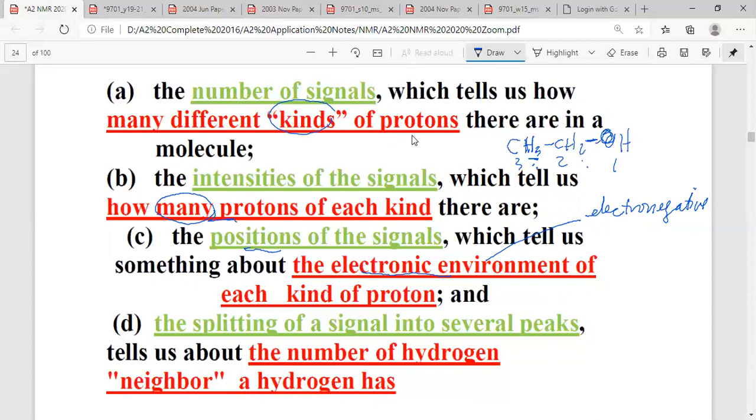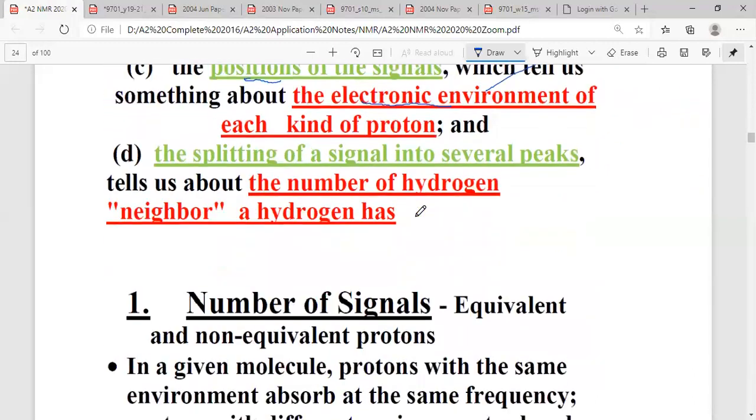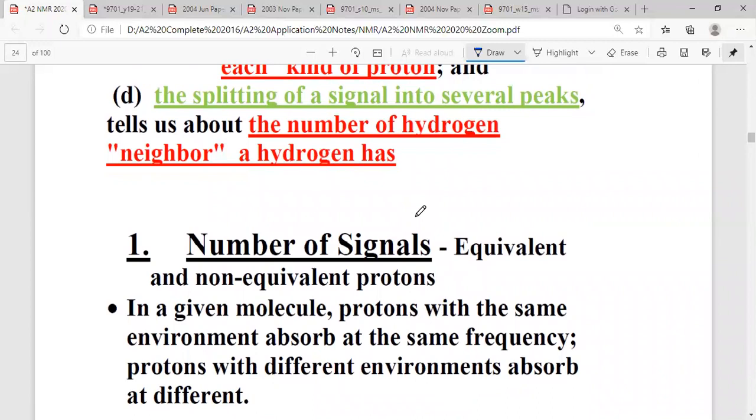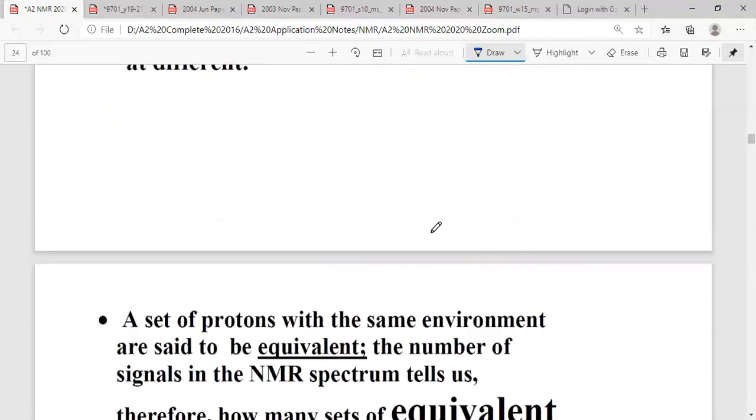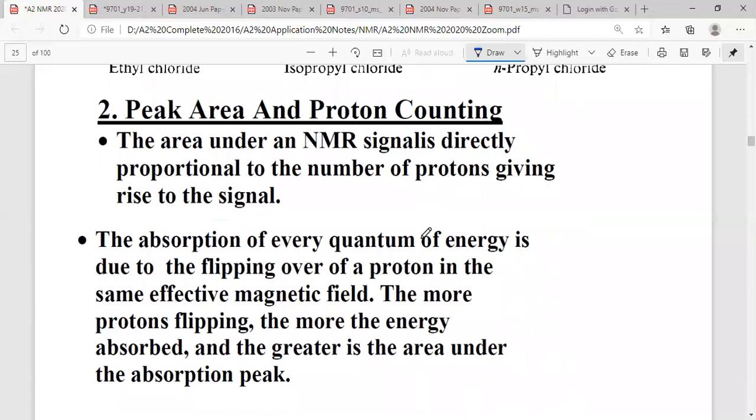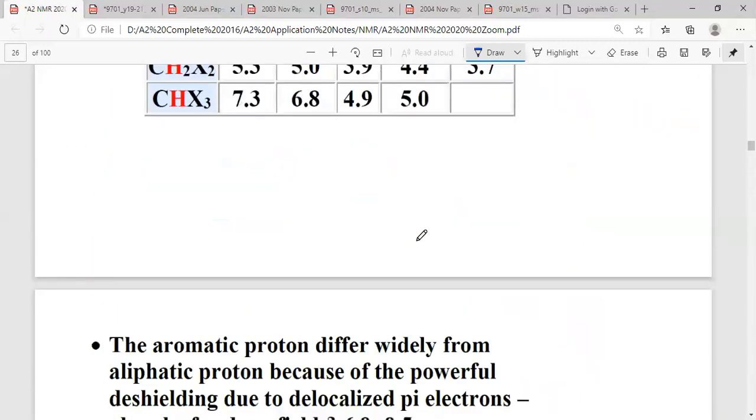Now come to the next one, today's video. It's the splitting of a signal, one signal, into several peaks. It tells of the neighbor hydrogens, as I told you, which means the adjacent hydrogens. So now let's look at what it means first. We'll take an example. Look at page 35. I'm going to make it faster. 35.